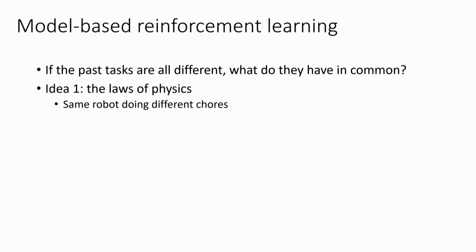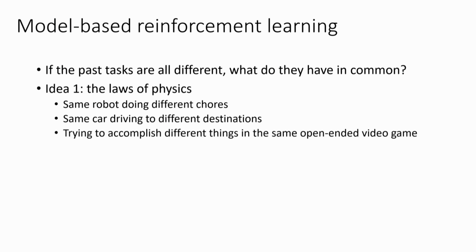So some examples, maybe you have the same robot, but it's doing different chores. Those all have different reward functions, different Q values, different policies, but the same physics. The same car driving to different destinations, maybe very different policy, but again, same laws of physics. Or trying to accomplish different things in the same open-ended video game. So maybe I'm playing some game where there are multiple things I could do. The game is always the same, but the objectives change, so the model will be conserved.